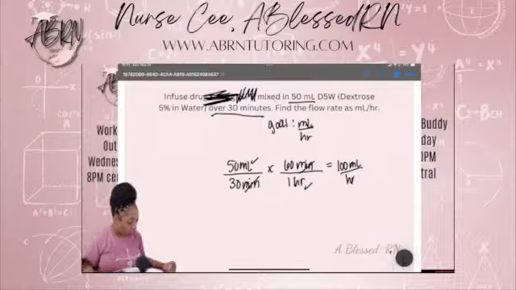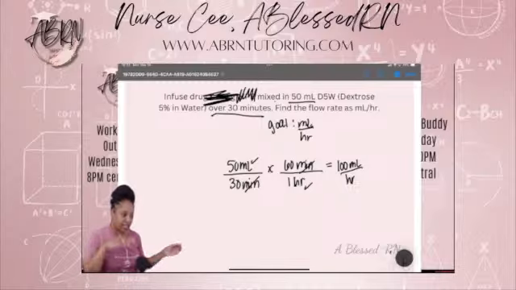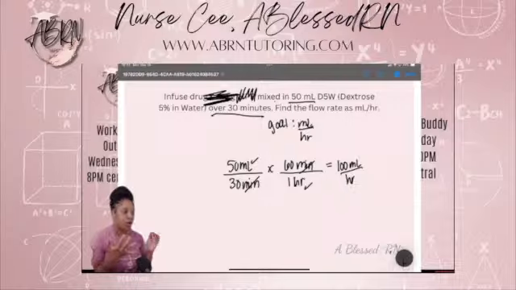So when you see problems like this with all that extra fluff in it, just remember what it is that you're looking for. Use your goal to help you kind of navigate and see what it is that you need as far as your puzzle pieces, what information to use, what information not to use.